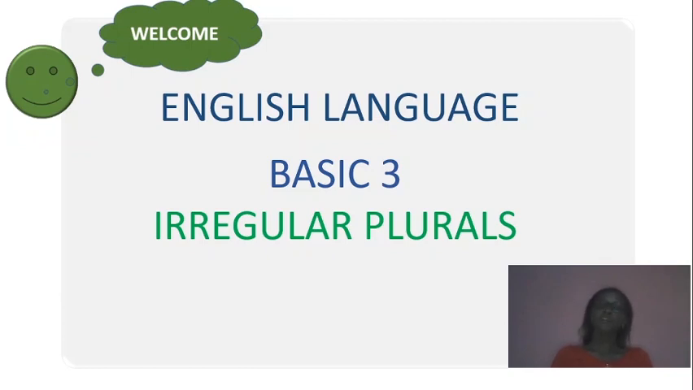In English language, we'll be looking at irregular plurals. The irregular plural is a topic you ought to have done in primary 1 and 2, and by now you should know very well. Yes, it's a topic that is common, but as we graduate, we tend to learn more on the topic. So we're learning more on the irregular plural today.